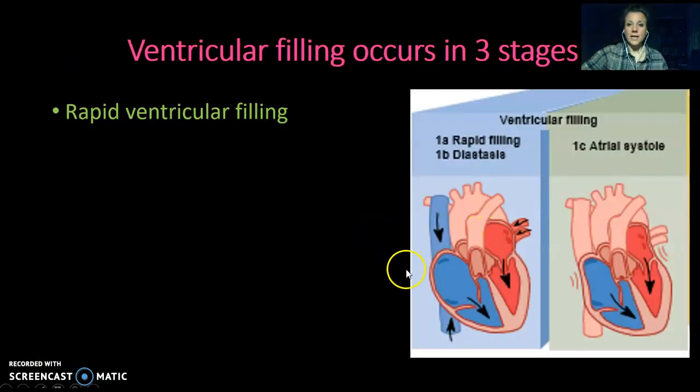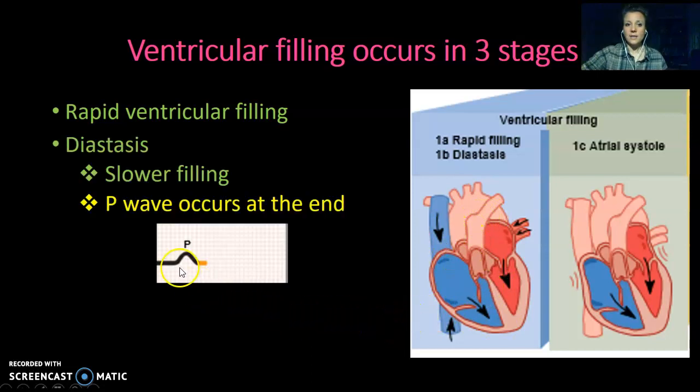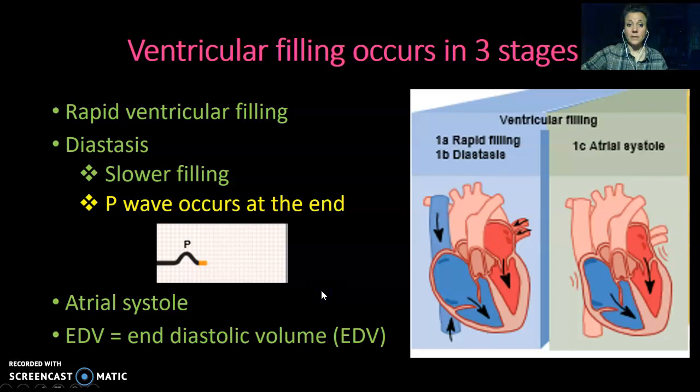Okay. And so this is just going to go through again what I talked about. So like I said, we've got rapid ventricular filling. This is going to correspond with the P wave that we have on our ECG. So when ventricular filling is almost done, that's when our P wave is going to happen. Our P wave is going to represent atrial systole. And do not worry about the EDV.